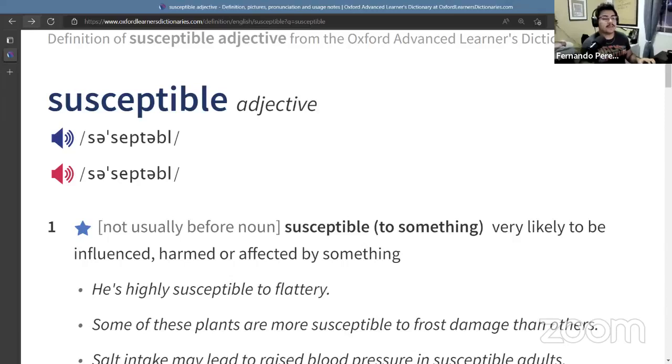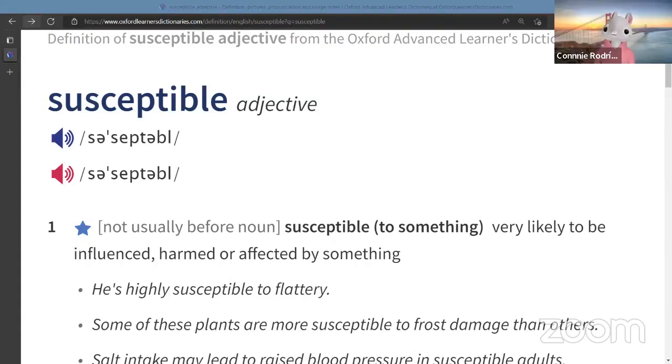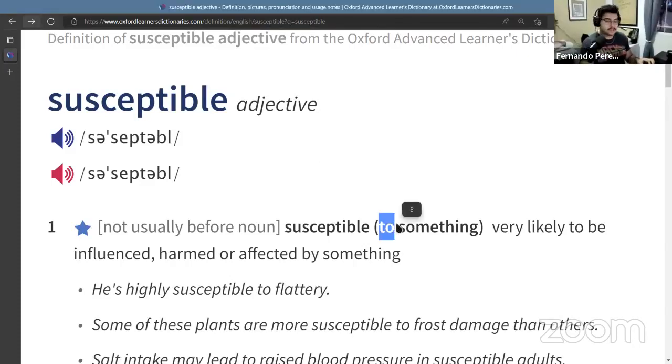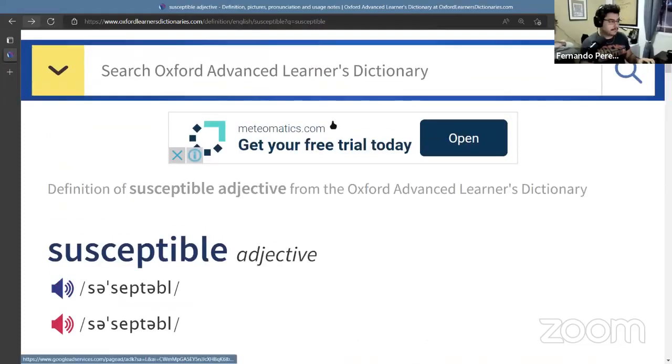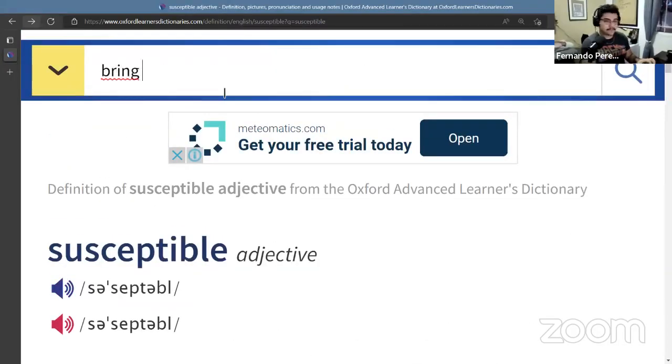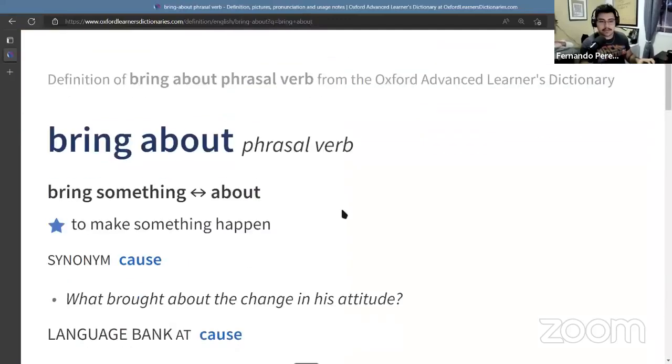Now, what's the collocation? What is the connector that is usually used with susceptible? To. Exactly. So mentalize that, guys, okay? Susceptible to. Not susceptible for, not susceptible with, not susceptible by. Okay. Perfect. Let's go to the next one.